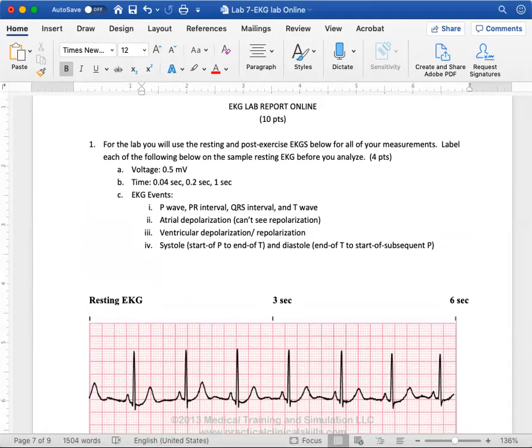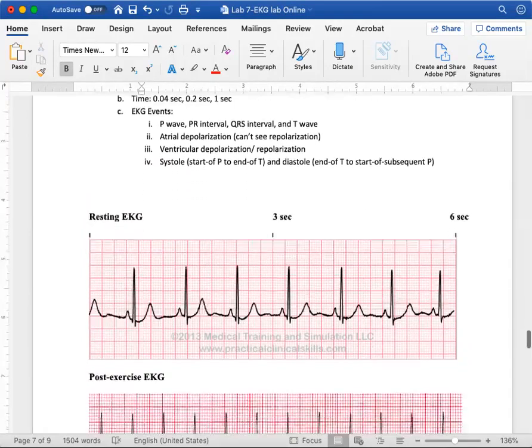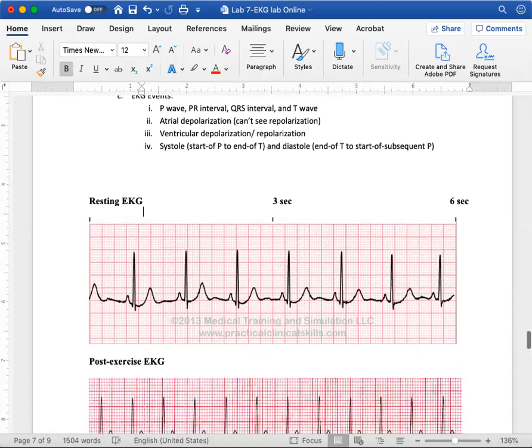0.04, then. Do you see these itty bitty boxes in here? Each one of those itty bitties is 0.04, okay? The P wave, so let me show you where the P wave is for this one. So here's your P wave for your resting, your QRS, and then your T wave is right there. Then the next P, QRST, P, QRST.